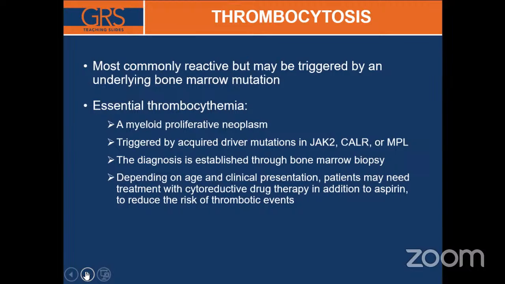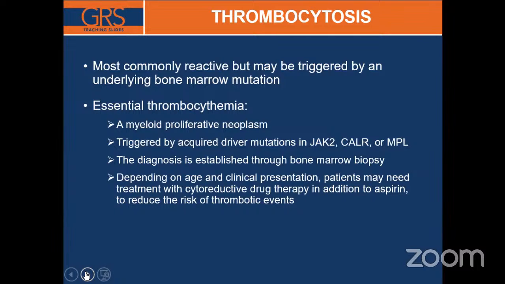Secondary means there's a secondary cause to the thrombocytosis. The most common cause is reactive thrombocytosis. It could be triggered by an infection, inflammation, or a bone marrow problem. First, we're going to talk about essential thrombocythemia, which is basically a myeloproliferative neoplasm. You could have multiple mutations, either JAK2, CALR, or MPL. Basically your bone marrow is producing a lot of platelets. You would diagnose it through a bone marrow biopsy.